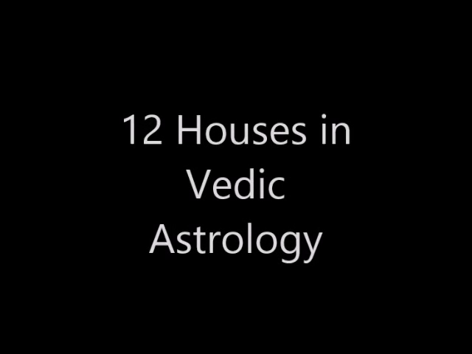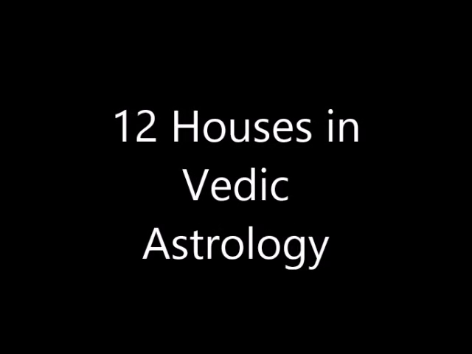Hello, in this video we will be discussing the 12 houses. In our last video we discussed the 12 zodiac signs, so this is not to be confused with the zodiac signs. We will be discussing the 12 houses in this video. The houses would be 1 through 12, and each house would represent a different area of our life.